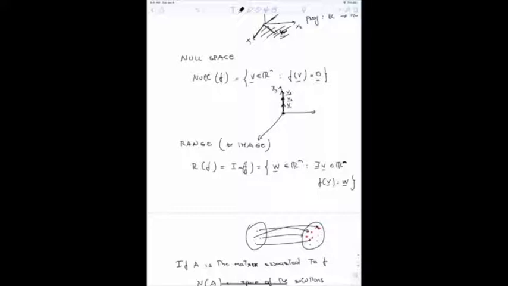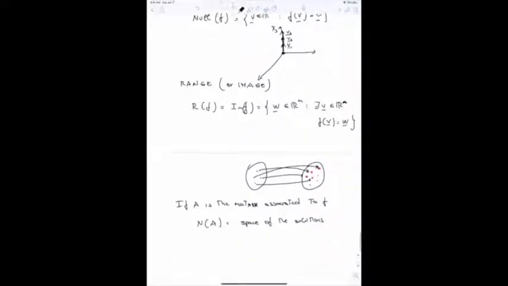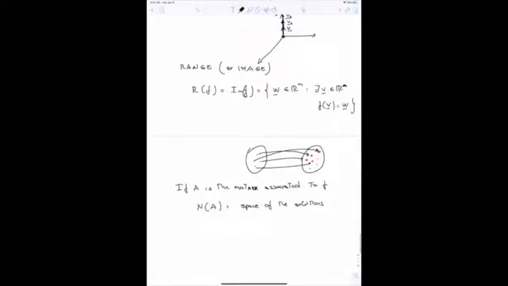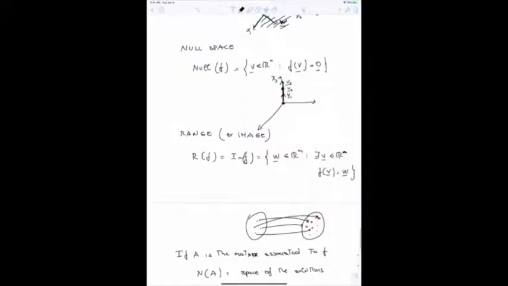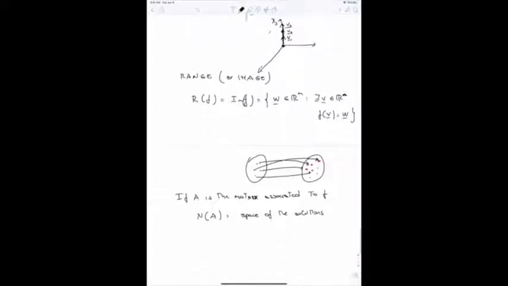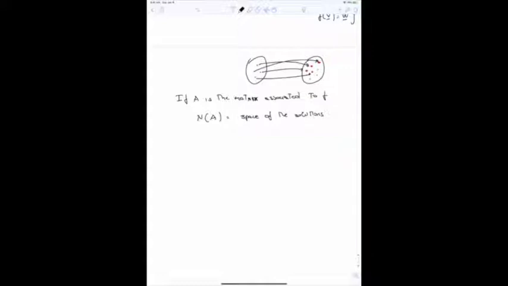But if F is a linear operator, and A is the matrix associated to F, writing f of v equals 0 is equivalent to writing A times v equals 0. So this is the space of solutions of A times v equals 0. And this is a linear system. So we're going to look at linear systems in a minute. And then the range of A is the space generated by the columns of A.